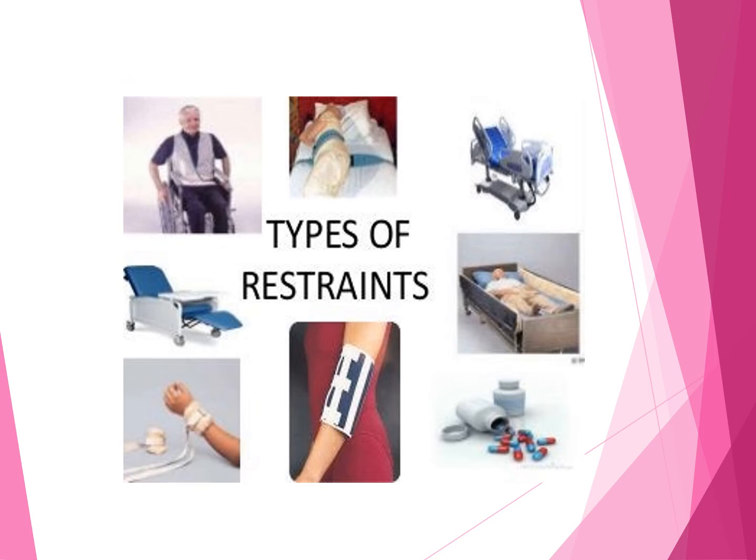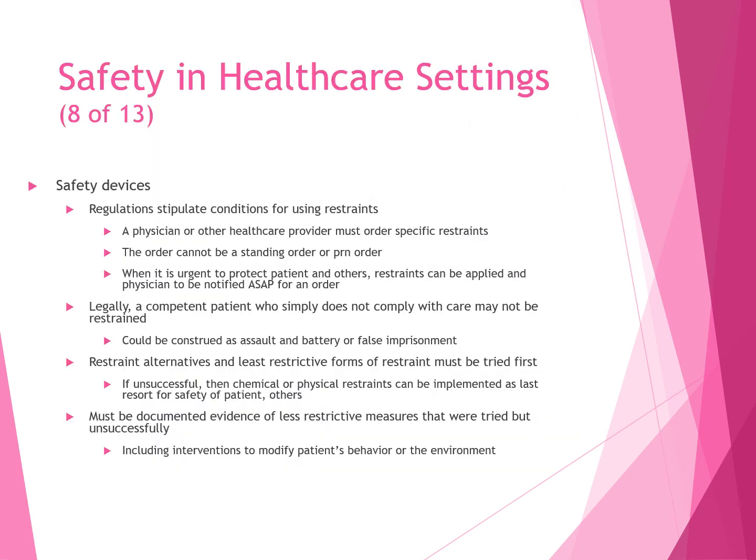Here are some different types of restraints: the vest restraint, the Geri chair, wrist restraints, an elbow restraint, chemical restraints, your medicines, and four side rails up. You need to know your policy on side rails, because some places require three and some are okay with four. For safety devices, regulations stipulate conditions for using restraints.